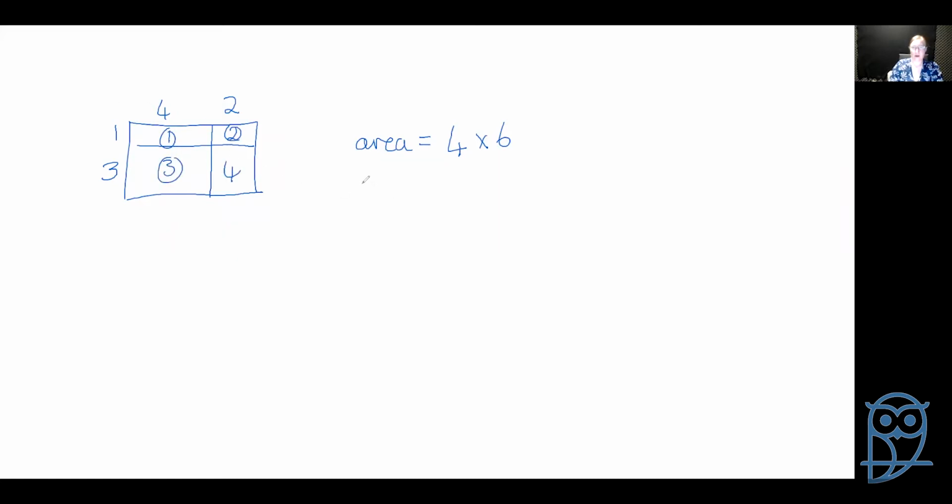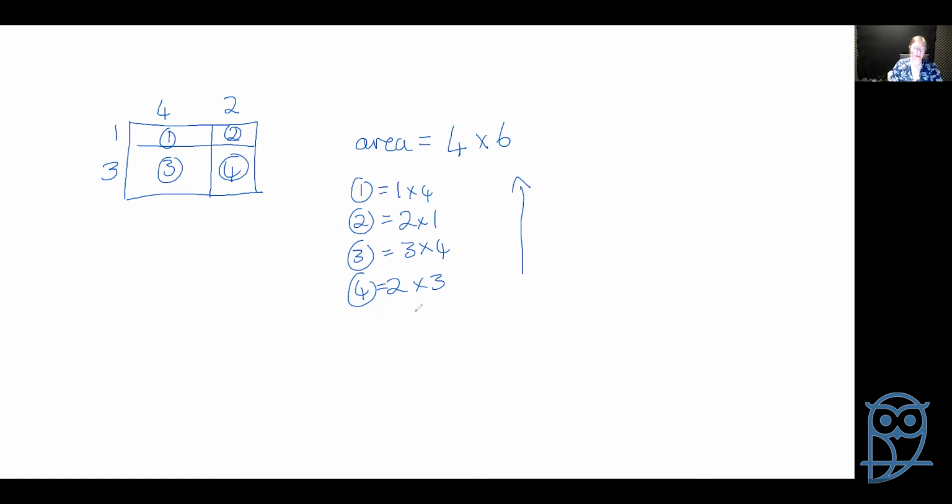So we have our area 1 is then 1 times 4. Our area 2 is 2 times 1. Our area 3 is 3 times 4. And our area 4 is 2 times 3. Okay. And then we add all of these together to get the same answer as we would have gotten over here.